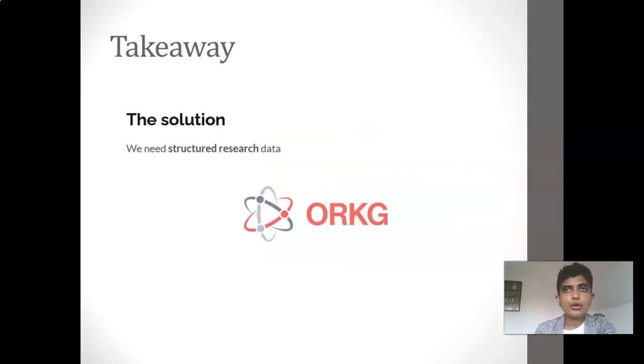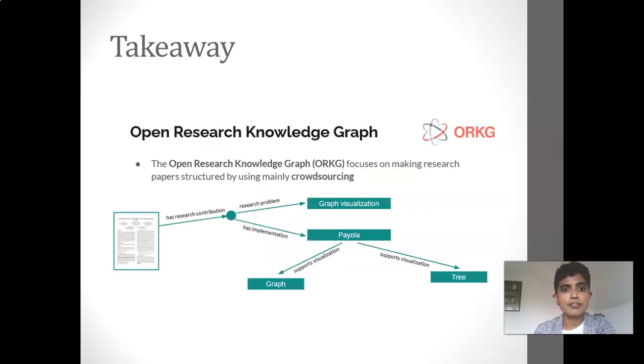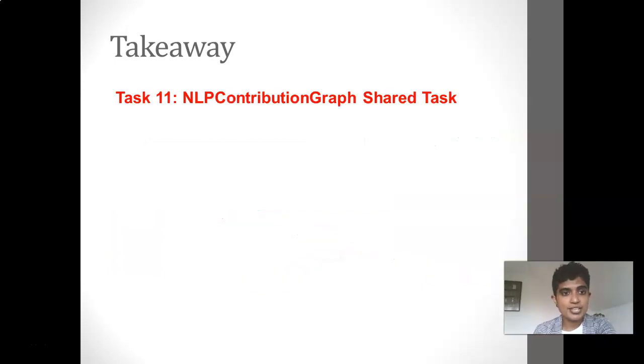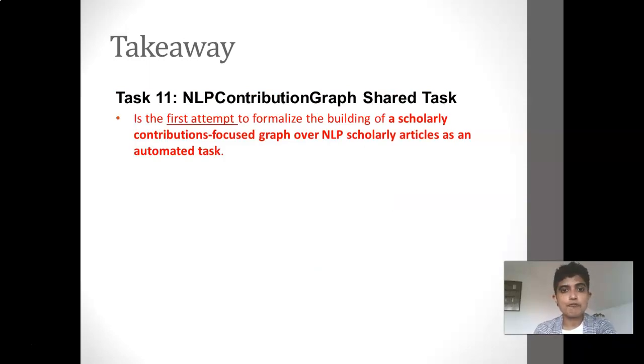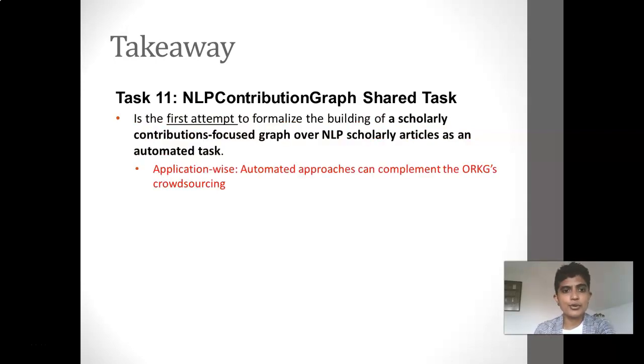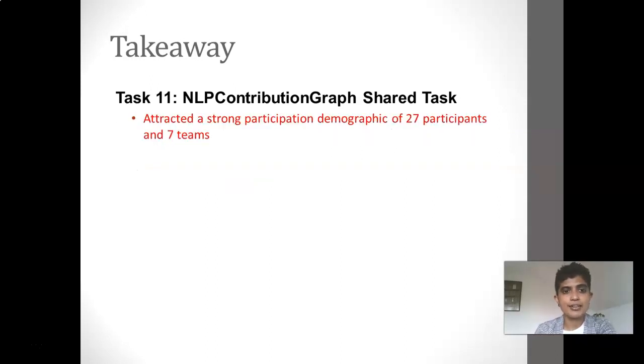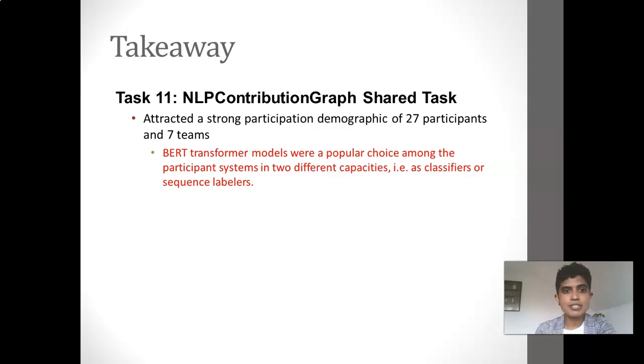So the solution, we need structured research data, and the ORKG is one initiative advocating for this. It basically focuses on making research papers structured mainly by crowdsourcing. And where does our task come in? It is the first attempt to formalize the building of a scholarly contributions focus graph over NLP articles as an automated task, and thus can complement the ORKG's crowdsourcing. It has attracted a strong participation demographic of 27 participants and 7 teams.